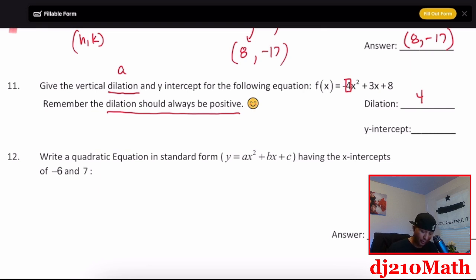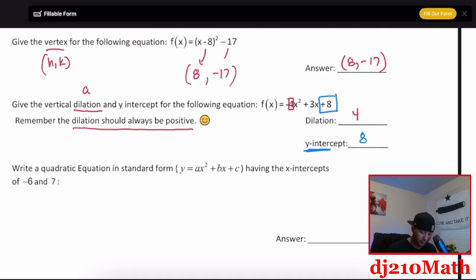And the y-intercept, when it's in standard form, is this number. That one's very important, right? When you have the standard form and you're asked, what is the y-intercept? Well, it's the c value, right? So some notes. This is the a value. This is the c value when it's in standard form, right? When it's in standard form, that's a big one.